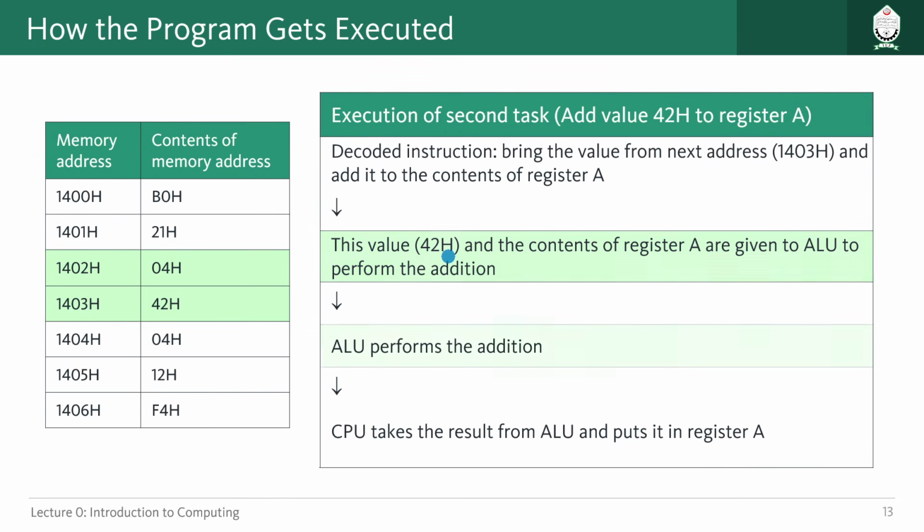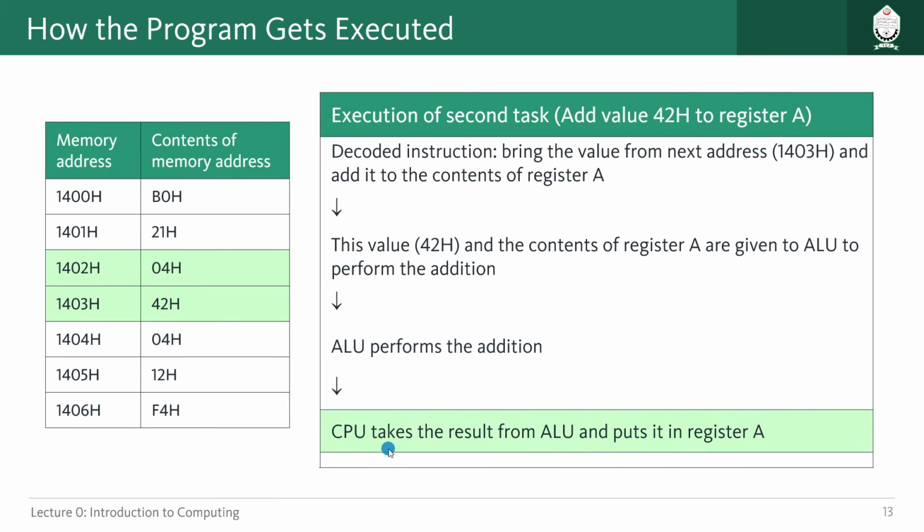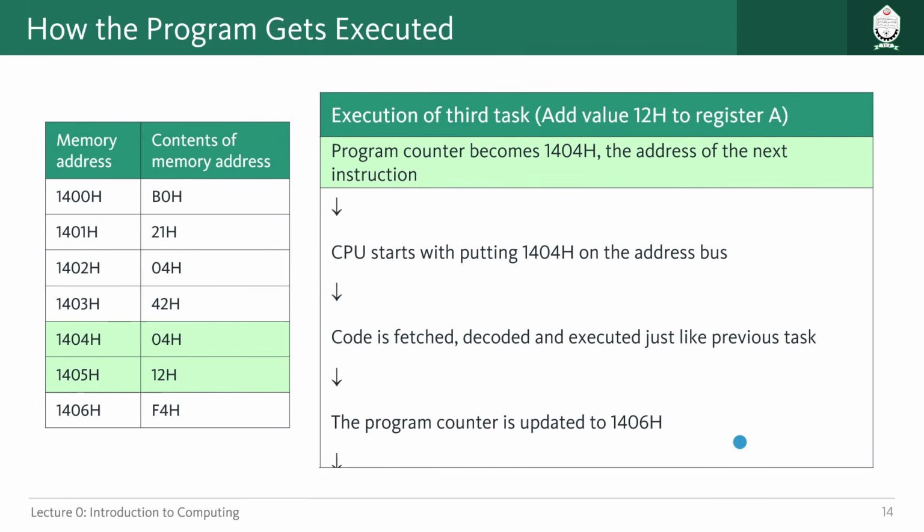So the ALU will perform the addition, and the CPU will take the result of the addition and put that into register A. So this is the second task done, right? Now the third task, a similar kind of task: add value 12H to register A. So again we have to increment the program counter's value by 2, because we have already completed this instruction, which is 2 bytes in length, and the next value should be 1404H, right?